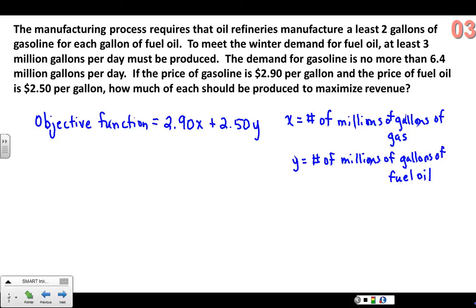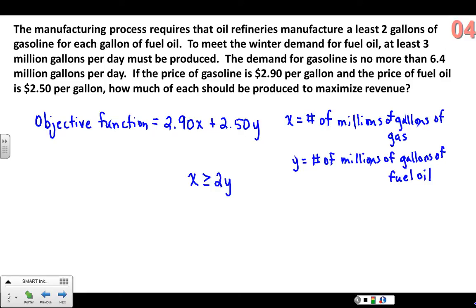The first constraint, it says, is that the process requires that oil refineries manufacture at least 2 gallons of gasoline for each gallon of fuel oil. So in that statement, at least means the number of gallons of gas has got to be at least, so it's got to be greater than or equal to 2 times the amount of fuel oil. At least 2 gallons of gas for each gallon of fuel oil. So X has got to be greater than or equal to 2 times Y.